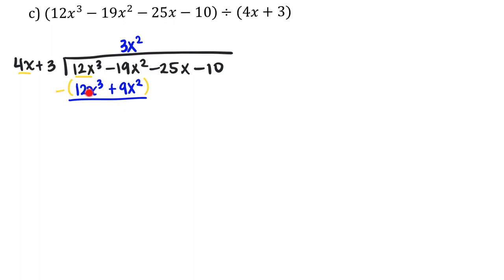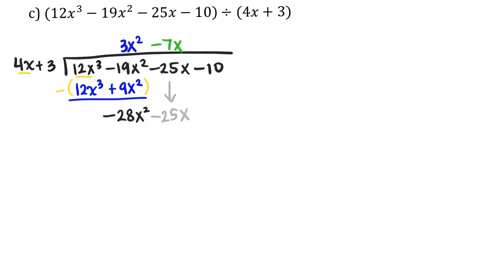This minus this is nothing. Negative 19 minus 9 is negative 28x squared. Okay, I'm going to bring down the minus 25x. Okay, now remember, only look at this part. This times what gives me this? 4x times negative 7x.